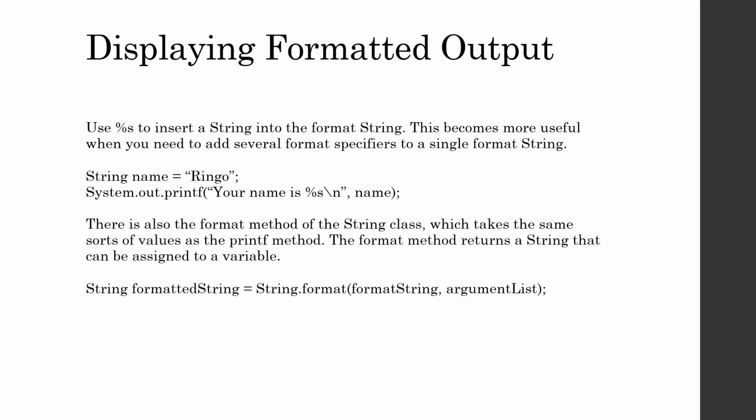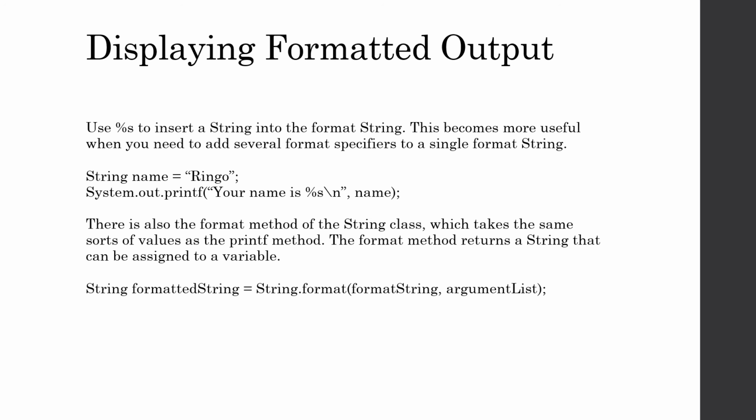In this case, the format method is going to return a string so that you can then assign that to some variable. We can see an example right here. We have declared a string that we're calling formatted string, and we're going to assign to it string.format, and then whatever our format string is, plus our argument list. We'll put this together as well.